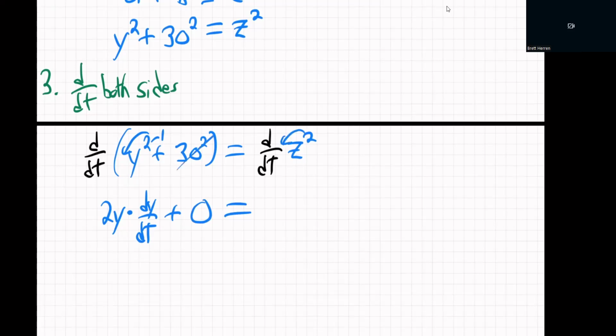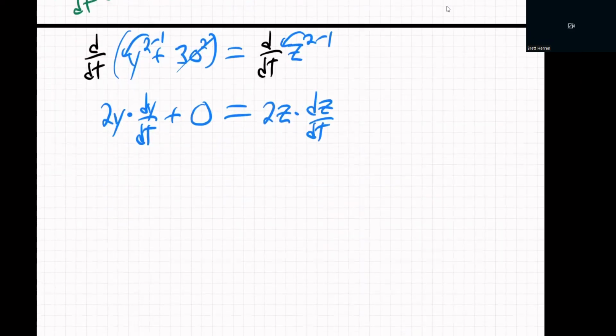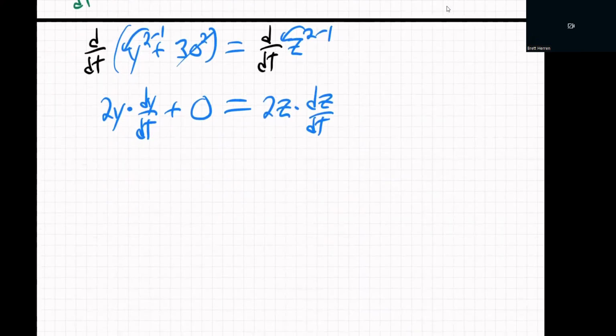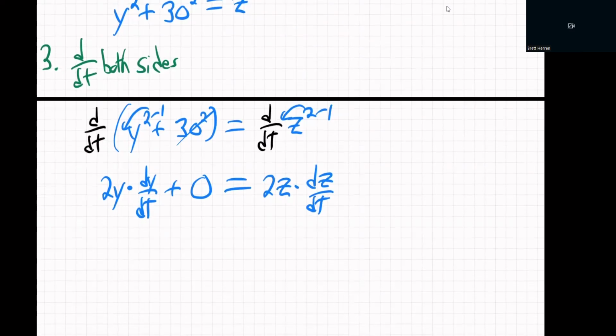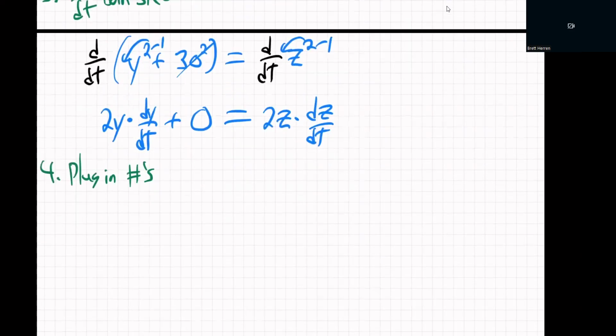And here, bring down the 2. z, lower the power by 1, times dz/dt. Well, that's a nice little equation. And now, step 4 says plug in the numbers. And by the numbers, I should say the numbers that are changing.